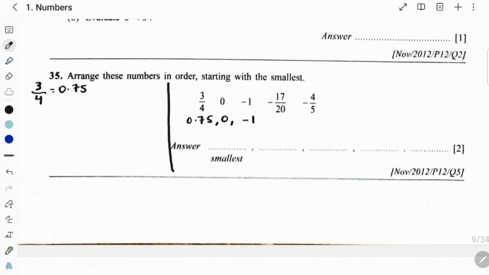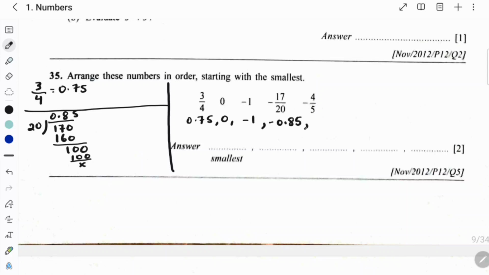Now it is -17/20. So we are going to change this 17/20 into a decimal. You know the 2 times table. 2 times 8 is 16. So 20 times 8 is 160. 10 is remaining. You can put 1 0 by yourself. 2 times 5 is 10. So 20 times 5 is like this. So minus 0.85. Don't forget to put the minus sign. The next thing is -4/5.